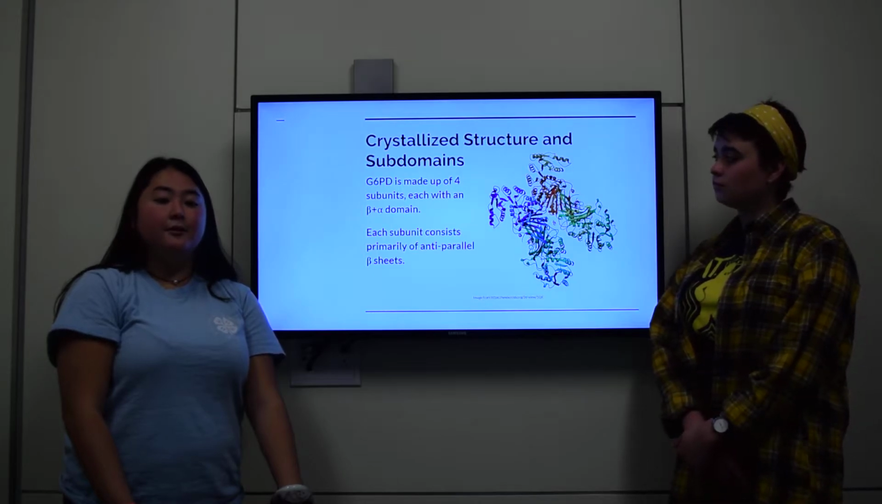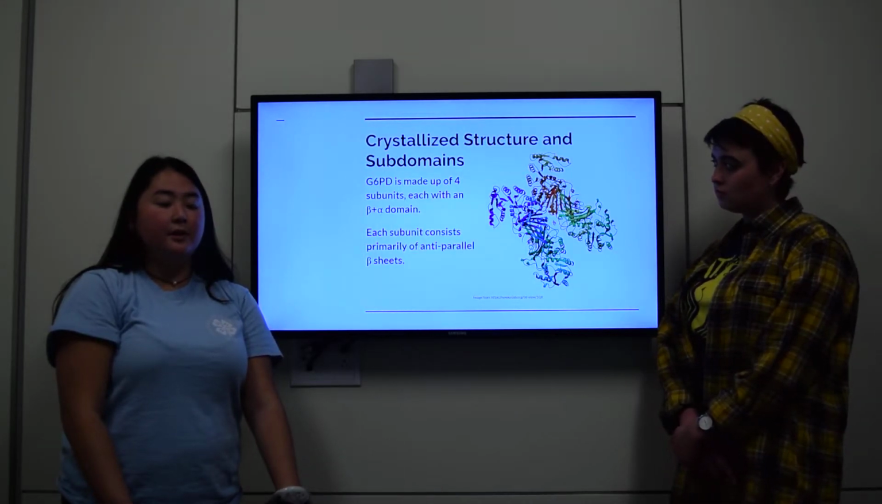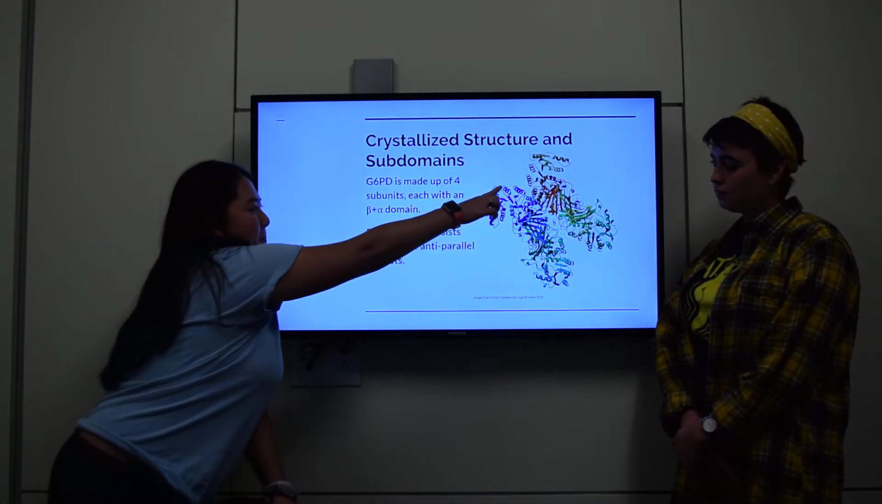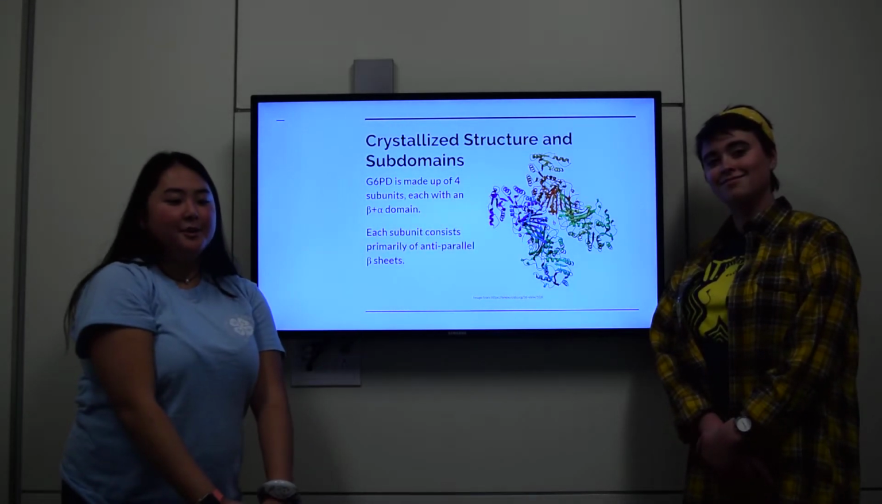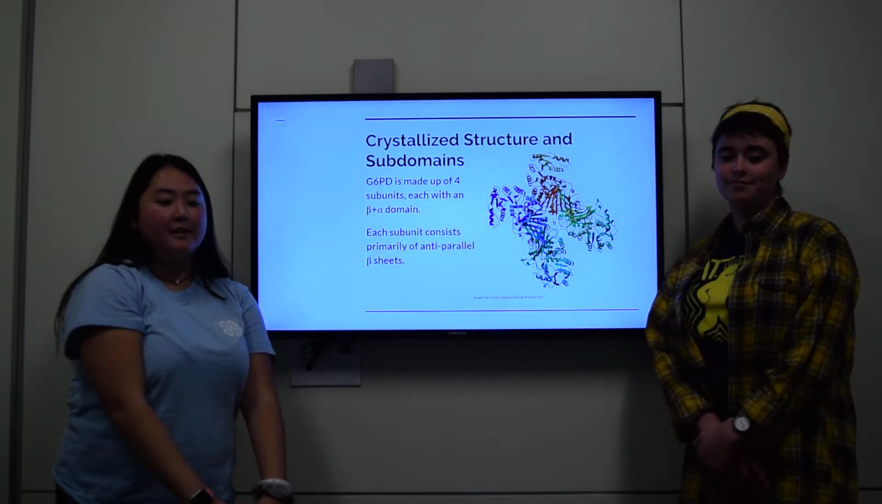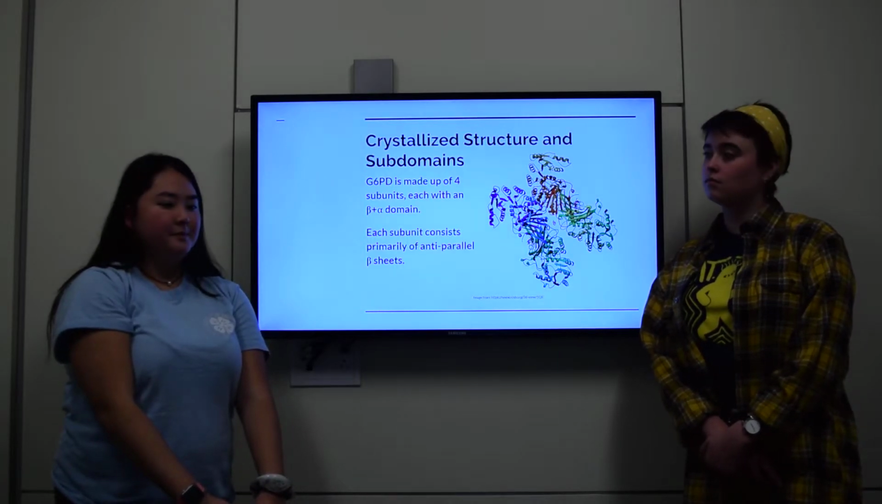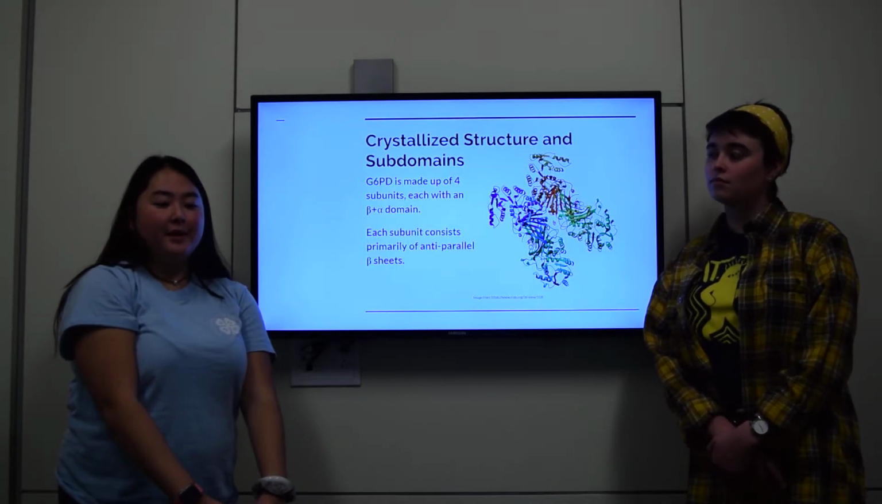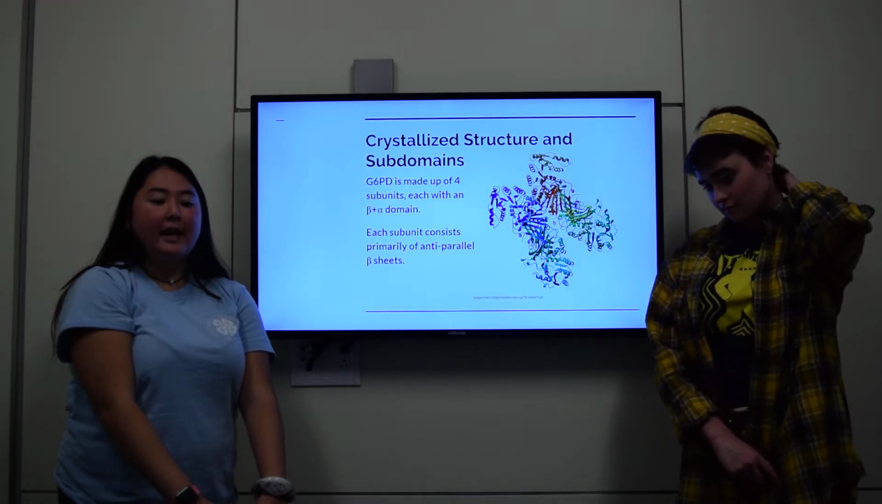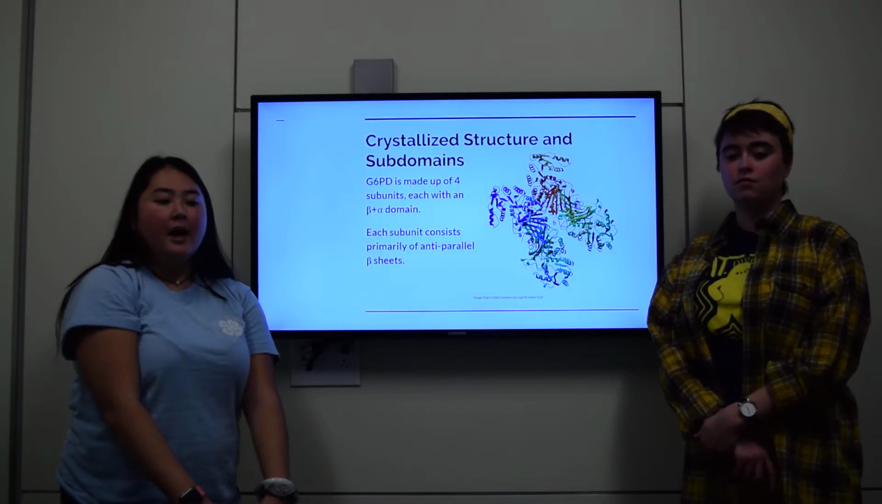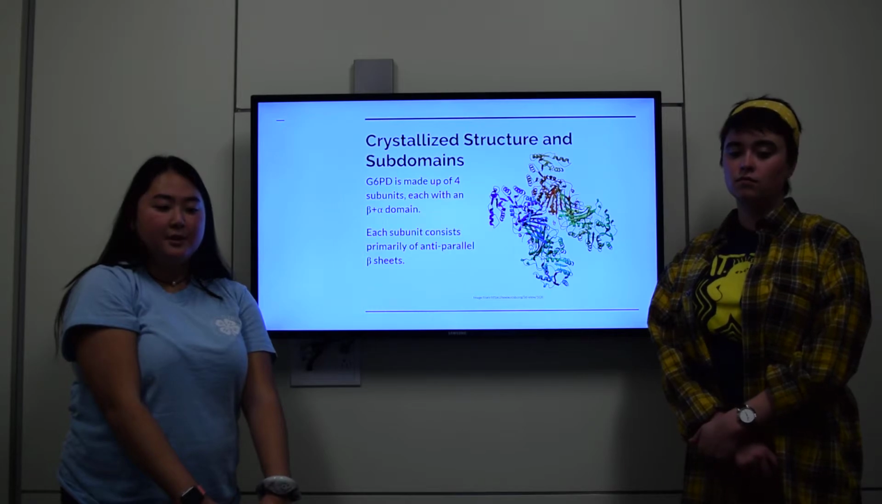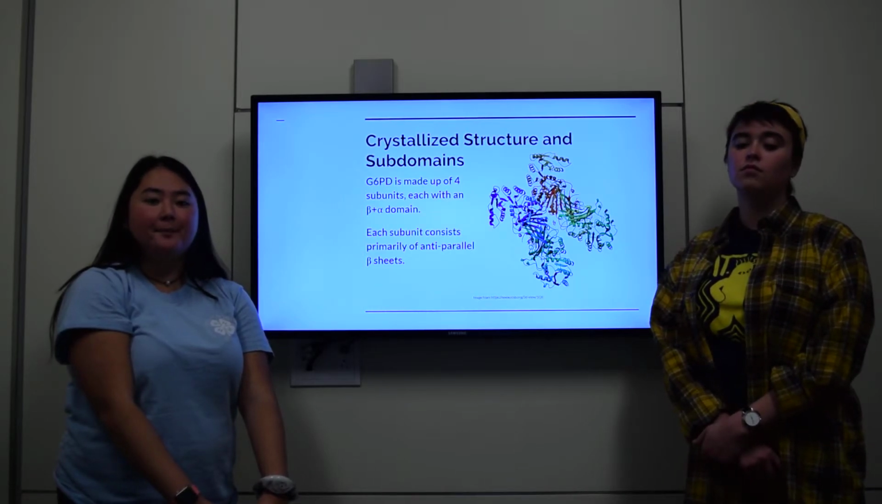G6PD consists of 4 subunits, shown in different colors here, each with the beta and alpha domain, and exists in a dimer to tetramer equilibrium. The beta and alpha domain is dominated by 9 curved anti-parallel beta sheets, and hydrogen bonding between these beta sheets contribute to the stability of the enzyme.